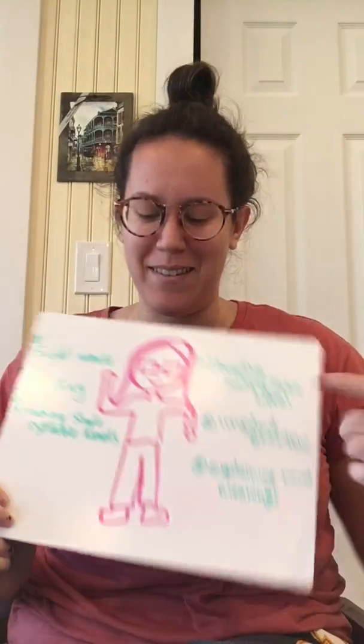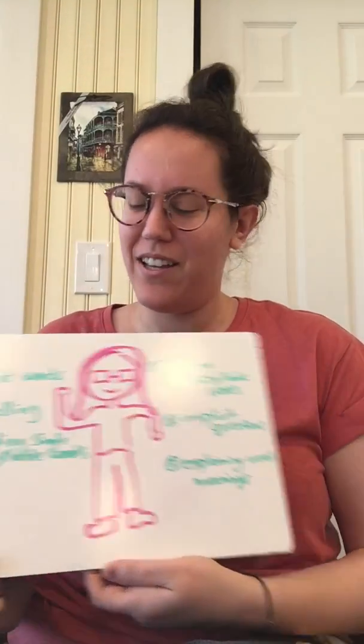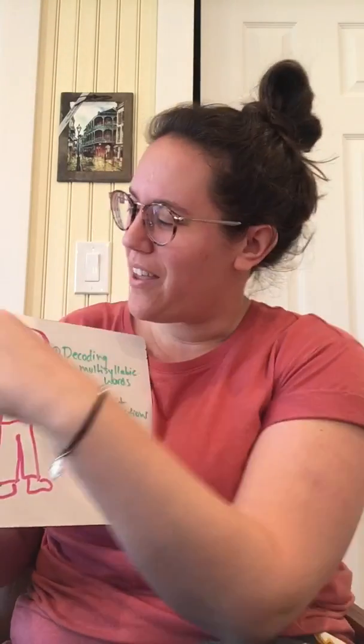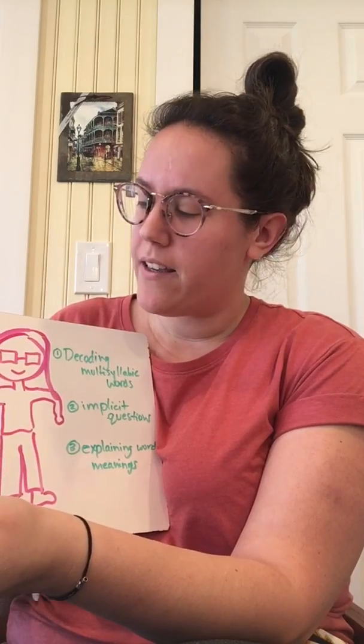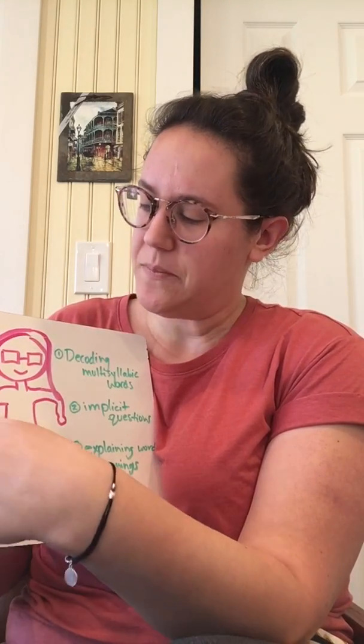I did my case study on a girl named Renee. This is my drawing of her. Renee's strengths were that she was very good at sight words. She did pretty well with spelling, at least on the first list. We didn't do the second list.